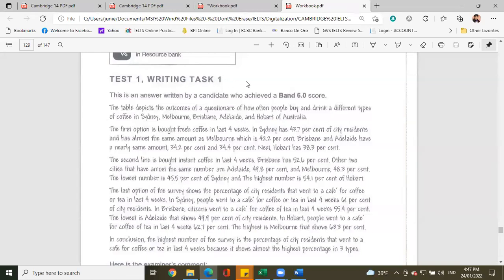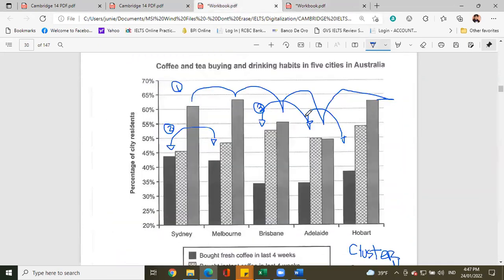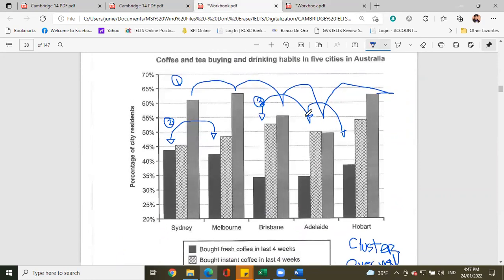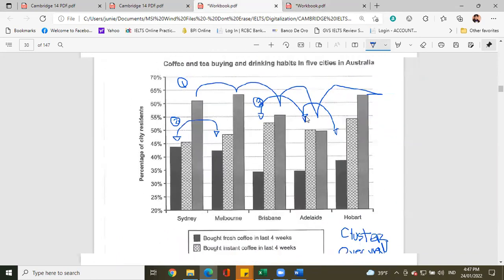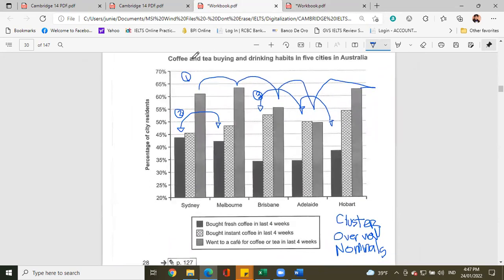There's the model answer, and then I will explain to you why this person only scored a band 6. Most likely, the reason is language errors. That's just a suspicion. Let's see if that's going to be confirmed. As I was saying, this is a survey on measuring the coffee and tea buying and drinking habits in 5 cities in Australia. I wonder why people do surveys like this. What's the value of knowing?